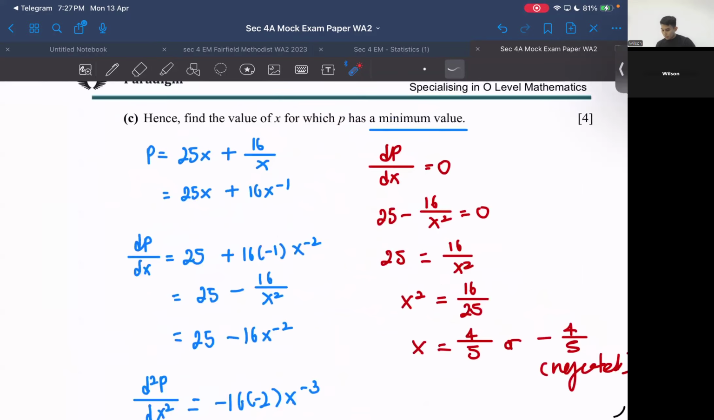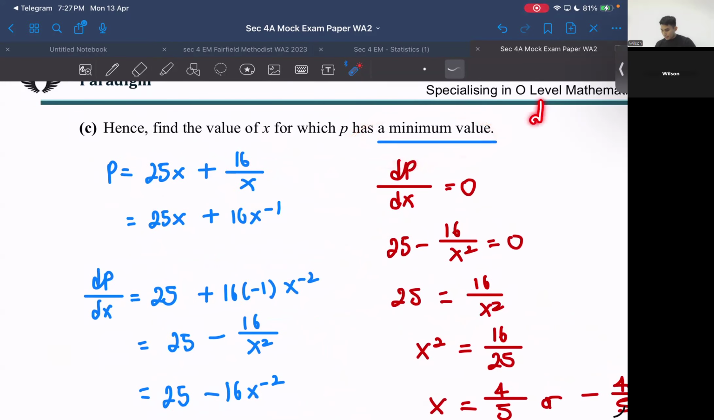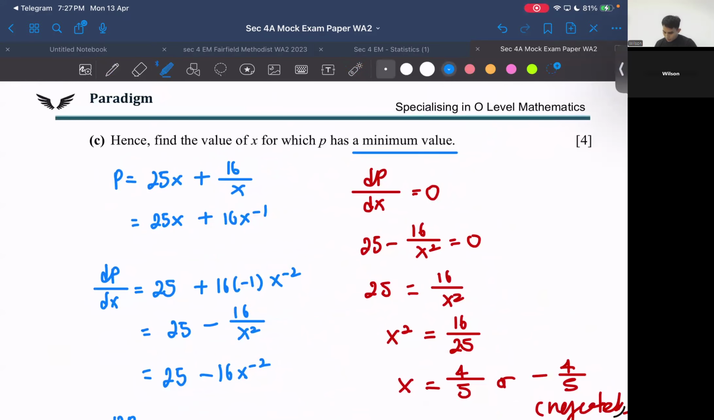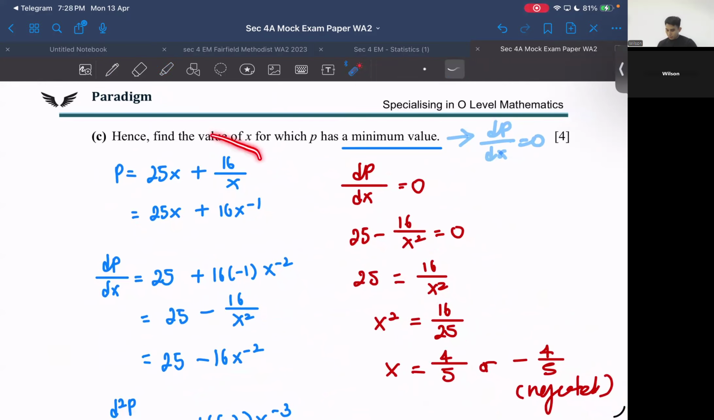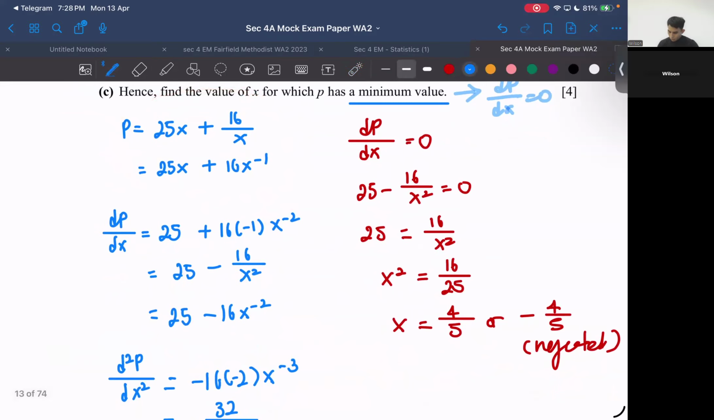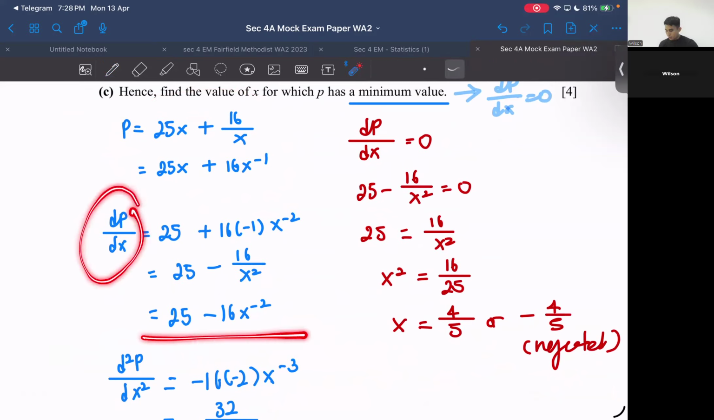So we know that in this case, minimum value means my dP over dx is equal to 0. So let me just go and write here. This over here means dP over dx equals 0. So number one thing is that you need to go and find an expression for my dP over dx, right? So this is my P. I want to differentiate it to get dP over dx. So dP over dx is just this. Okay, I get an expression for my dP over dx. And my next thing is to equate it to 0.